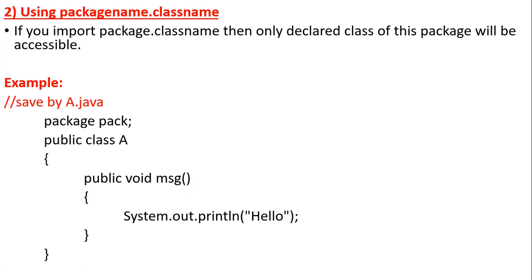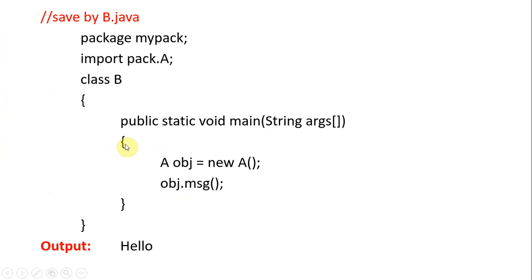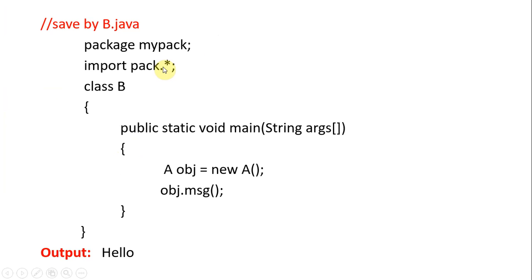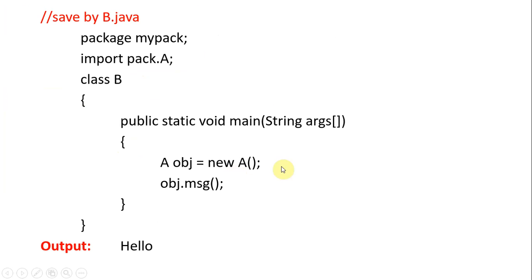Just assume that in this package we have more than one class, along with A, B, C, D, like that. I want only class A, not the other classes. Then if I use pack dot star, everything in the pack package will come here. But if I use pack dot a, a specific name, either an interface name or a class name, only that can be accessible here. Okay, the remaining is the same.